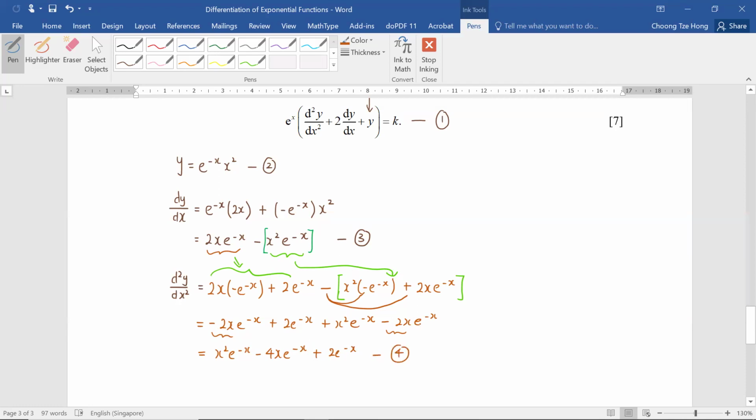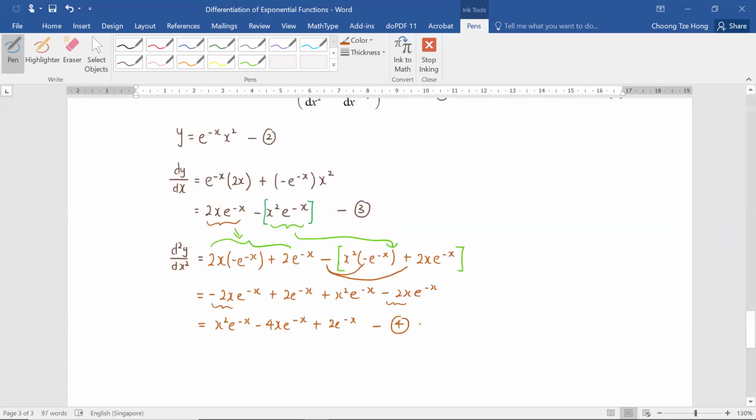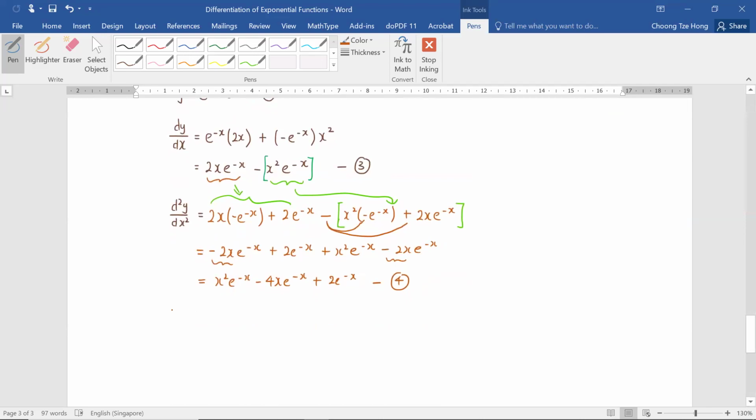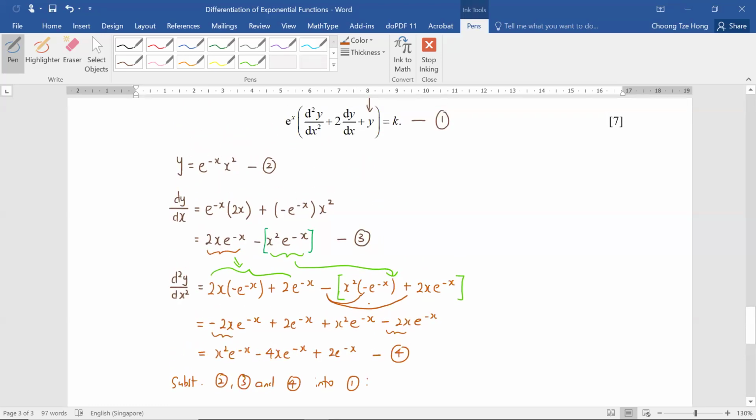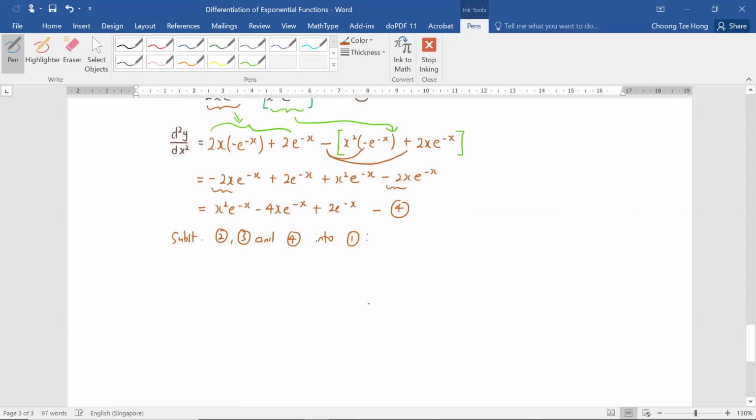Okay, so basically what we're going to do is substitute equation 2, 3, and 4 into equation 1, right? So that's what we're going to do. Substitute 2, 3, and 4 into 1. So equation 1 goes e to the power of x bracket d2y dx squared, so substitute this whole thing there.